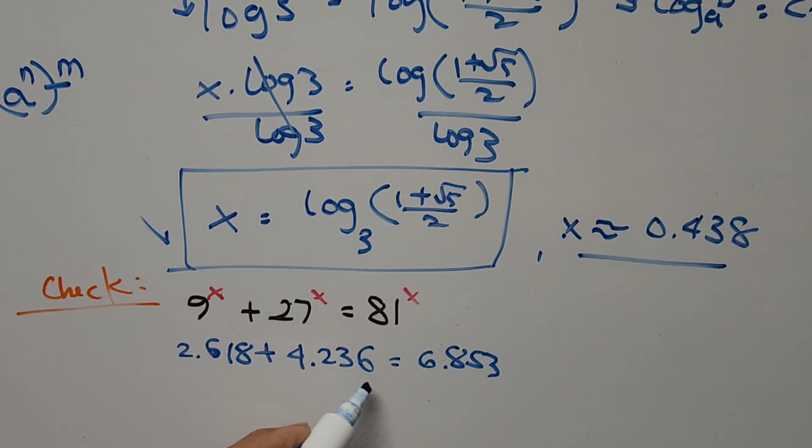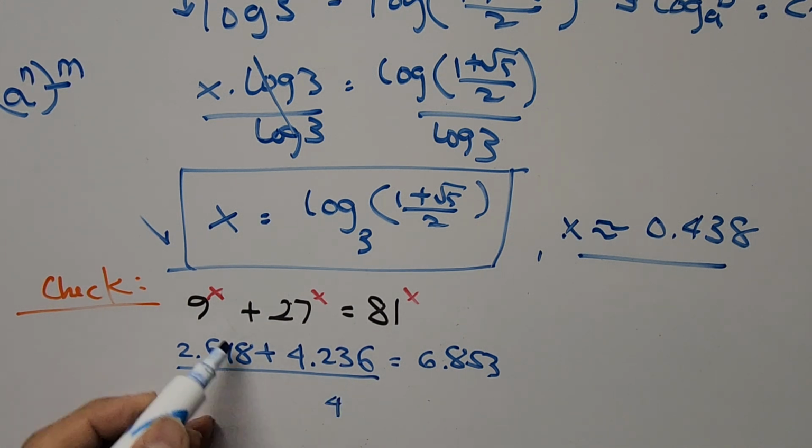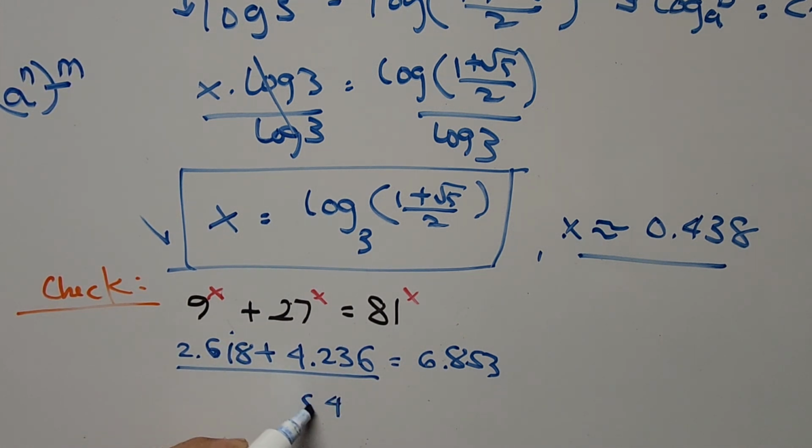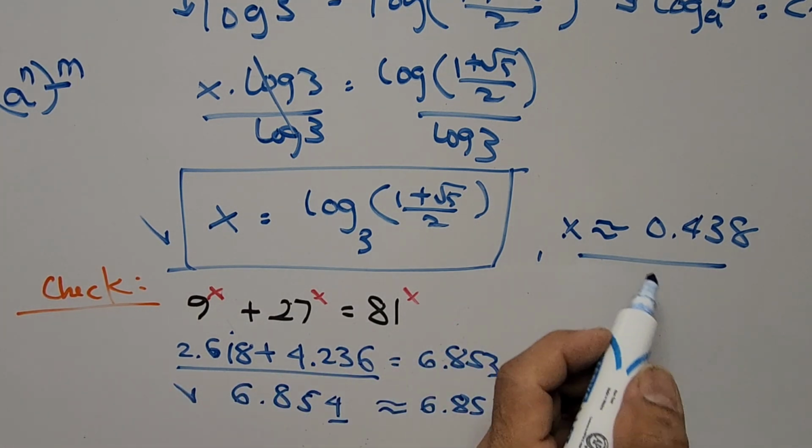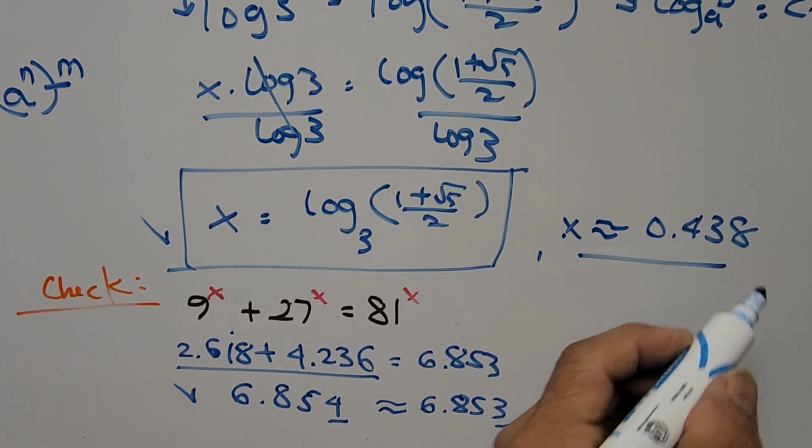Add this up on the left. So we have 8 plus 6 is 14, carry 1. 3 plus 2 is 5. 2 plus 6 is 8. 4 plus 2 is 6. So 6.854 is approximately equal to the right hand side, which is 6.853. The difference is 0.001. Right, so this just means that the value of x is correct.